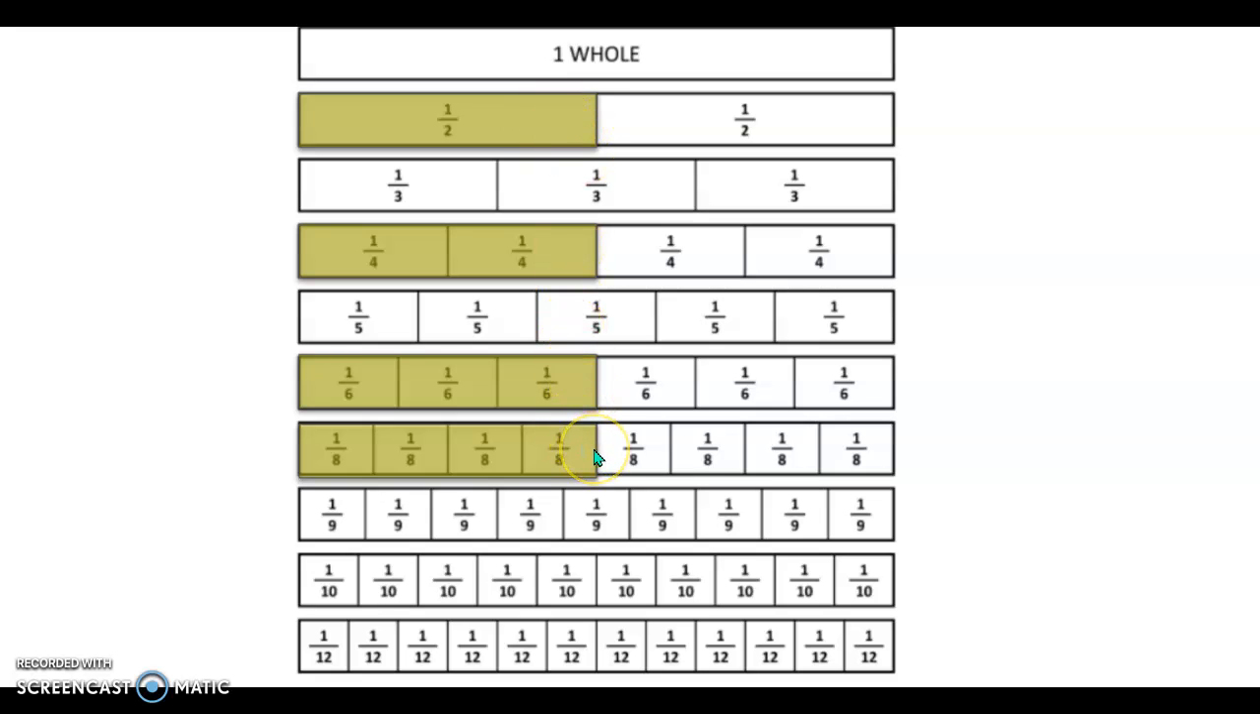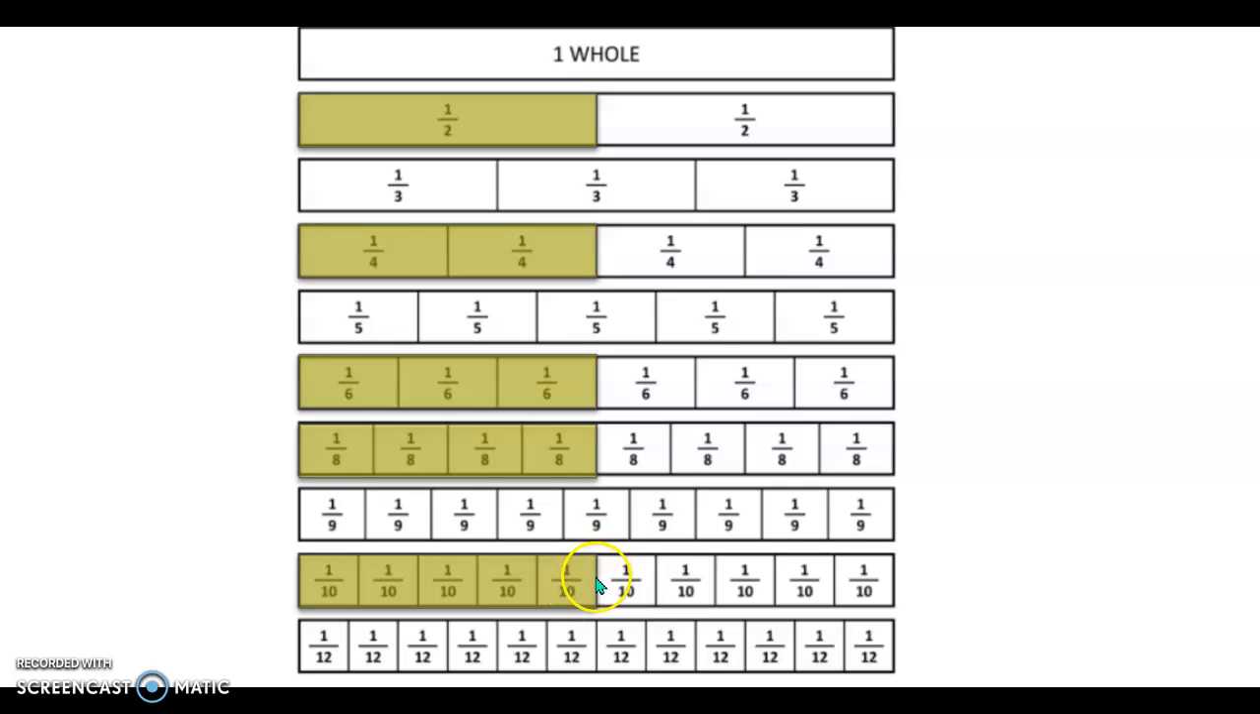All right, let's keep going. Let's see if there's any more on this page. So I'm going to keep going. Nope, that one doesn't work. Ooh, that one works. All right. So I have 1/10, 2/10, 3/10, 4/10, 5/10. And 5/10 is also equal to 1/2.